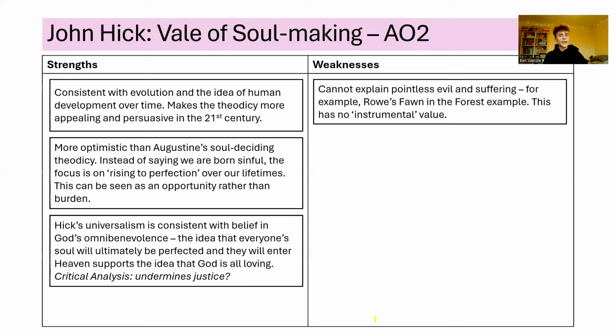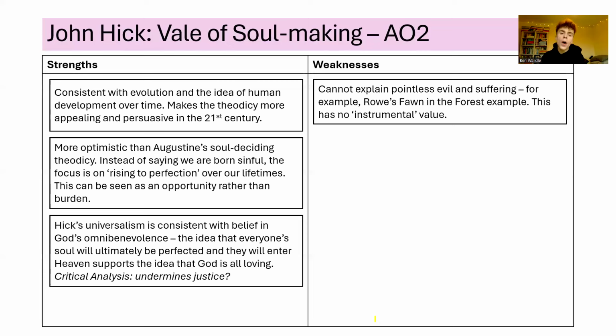Let's talk about some more weaknesses then. We could say it cannot explain pointless evil and suffering. And I think this is a really, really strong argument here that we can actually link back to the evidential problem, can't we? Because we're saying that evil and suffering is instrumentally good. It serves a purpose, it benefits us, it strengthens us. But what about when we see evil and suffering that is pointless? And remember Rowe's fawn in the forest example.